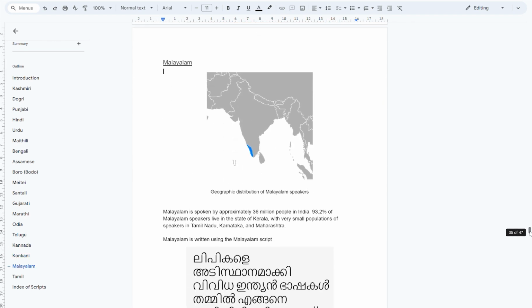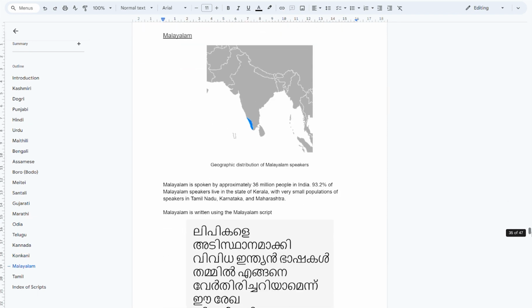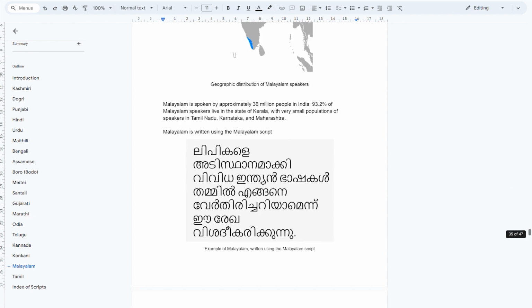So next we move on to Malayalam. So Malayalam is spoken by about 36 million people, and 90% of those, more than 90% actually, live in Kerala. So if you see Malayalam, click Kerala. Very, very small populations in Tamil Nadu, Karnataka and Maharashtra. But if you see Malayalam, again, click Kerala.